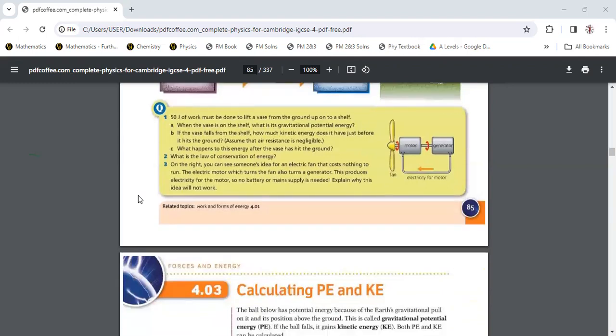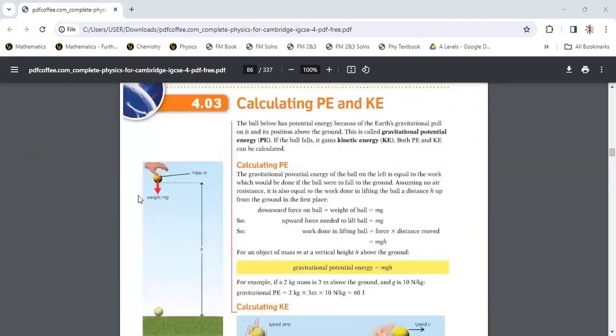Okay. So now we get a little more specific. We're going to move on to questions including kinetic energy and potential energy. These are the kinds of energies that you see very frequently in IGCSE, and usually the only ones where you need to do calculation. So how do we calculate potential energy?